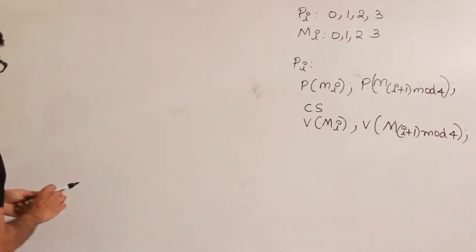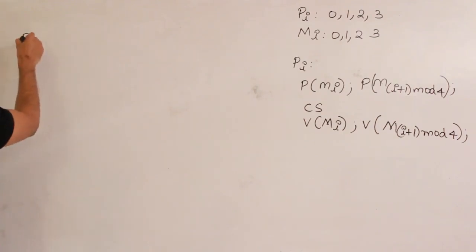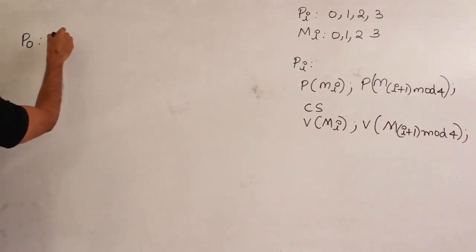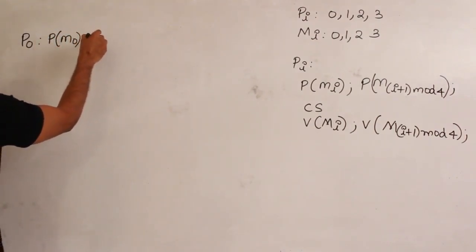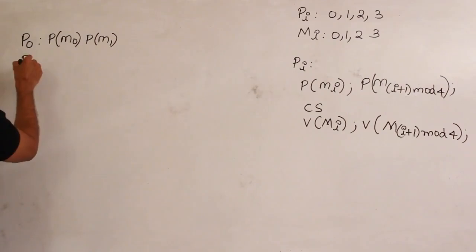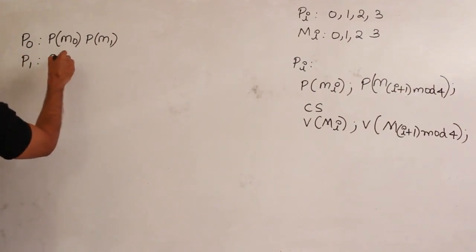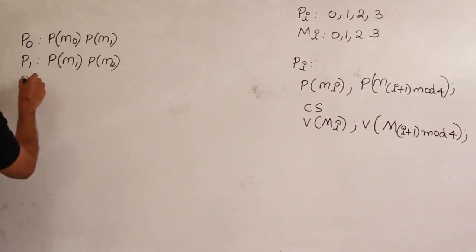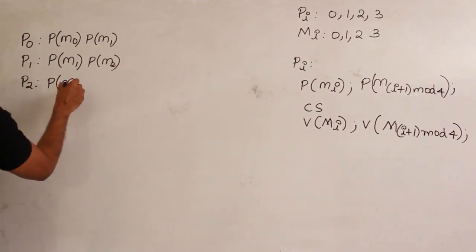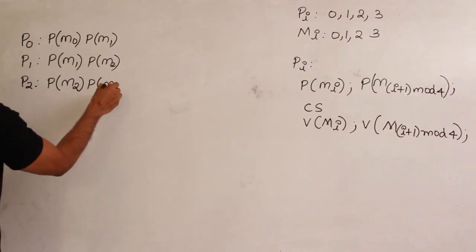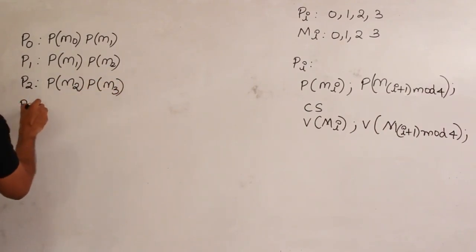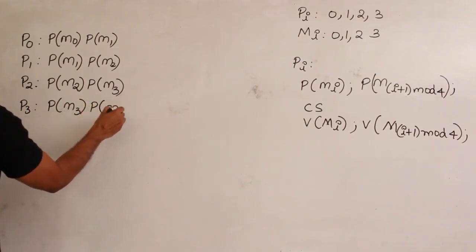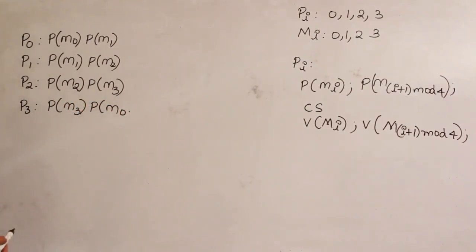If you write down what each process is doing, you can see that P0 wants to perform down on M0 and M1, and similarly P1 wants down on M1 and M2, and P2 wants to perform down on M2 and M3, and P3 wants to perform down on M3 and M0, right? So obviously there are problems.